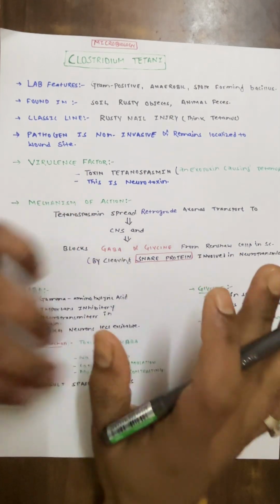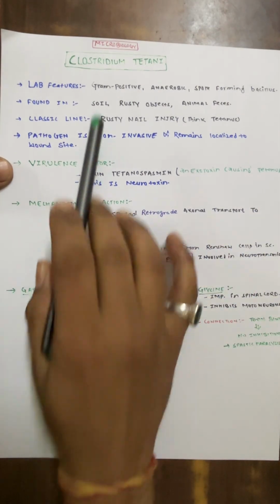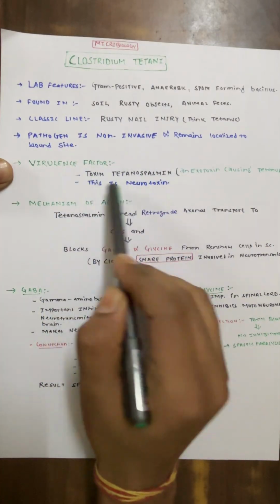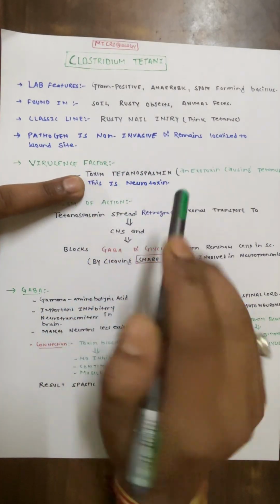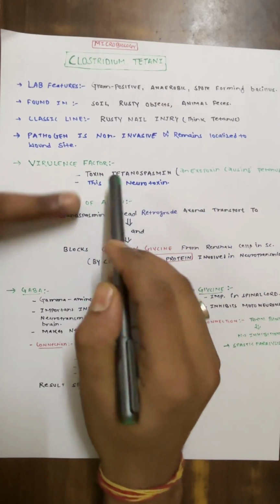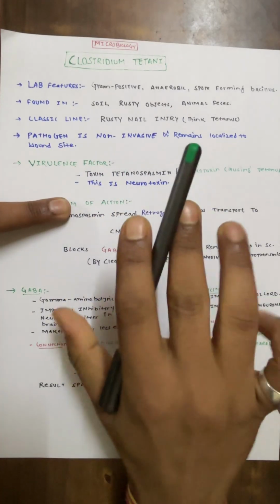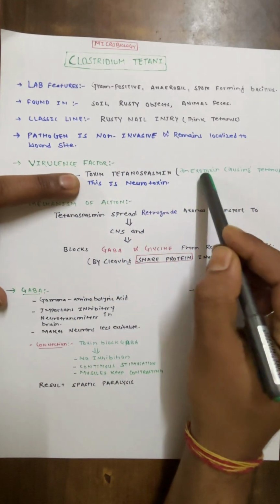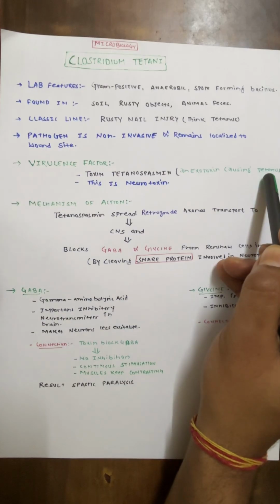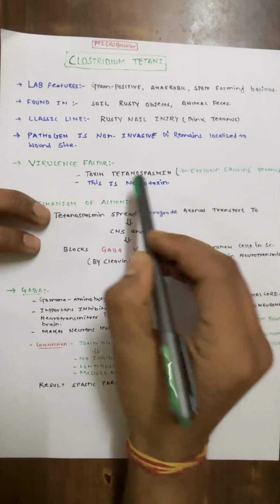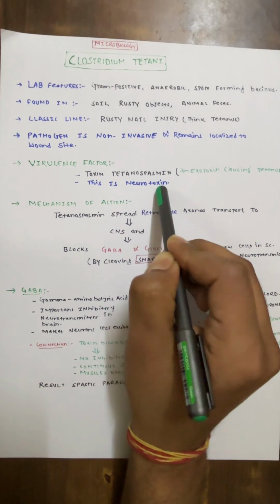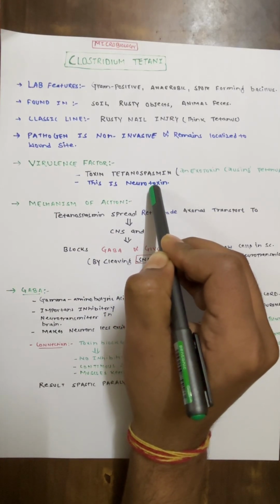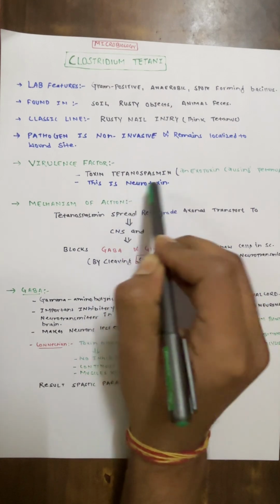Now let's talk about the virulence factor of Clostridium tetani. The virulence factor of Clostridium tetani is tetanospasmin. It is an exotoxin that causes tetanus. Always remember this tetanospasmin is a neurotoxin. It mainly has a toxic effect on the CNS neurons, that's why it is also called a neurotoxin.